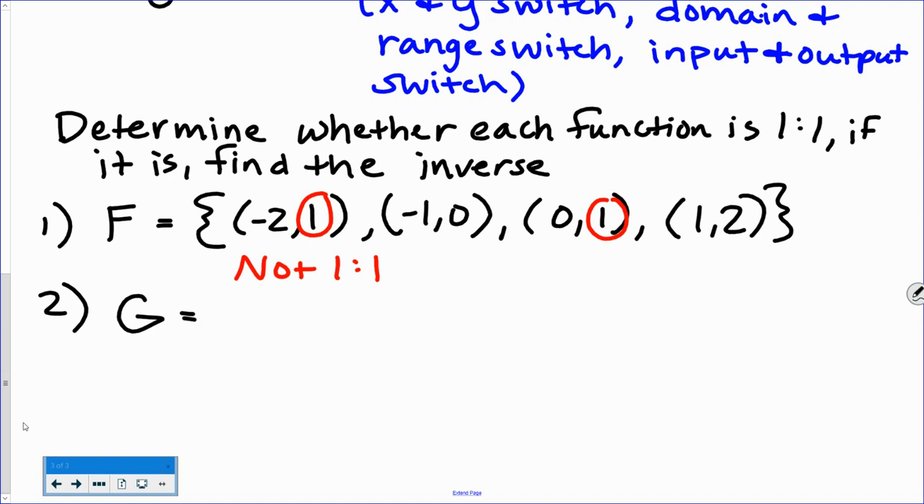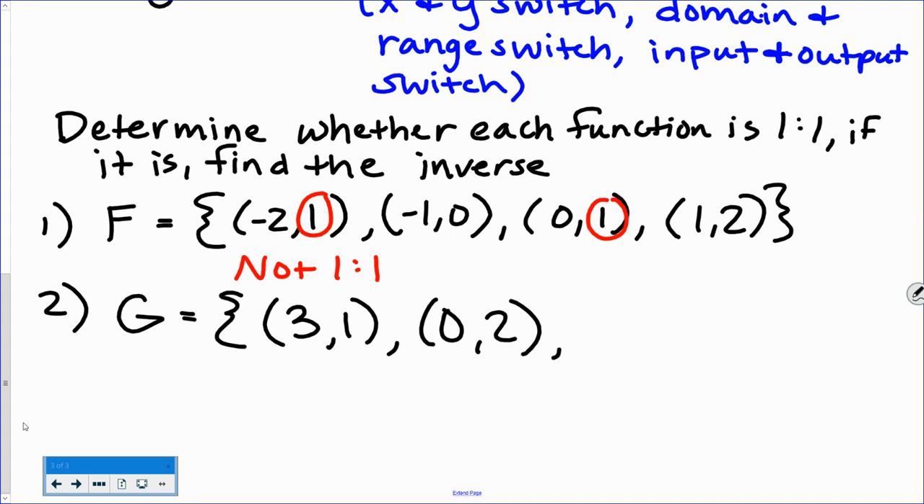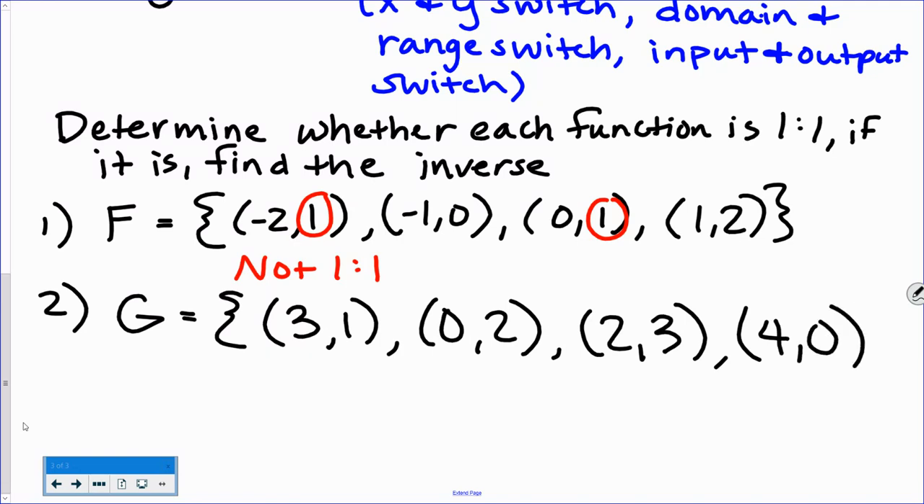So we'll call this one function g. Little curly bracket action here. All right, (3, 1) will be one of my points, (0, 2), (2, 3), and (4, 0). That's function g. Those are the points represented in that function.